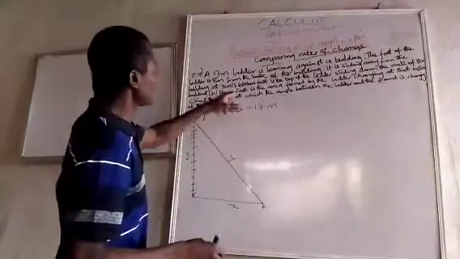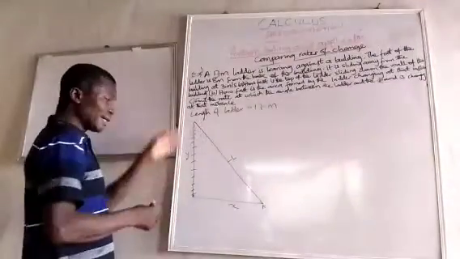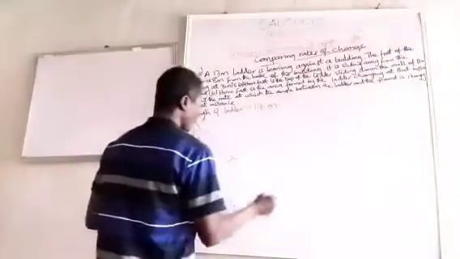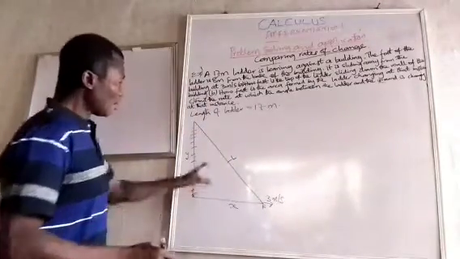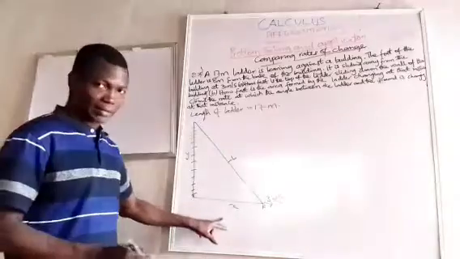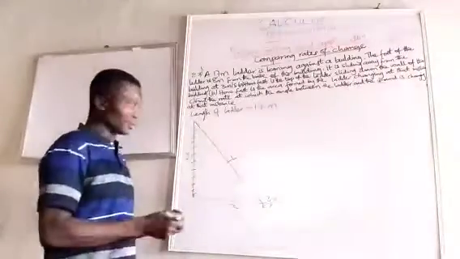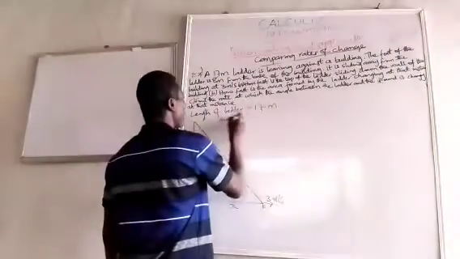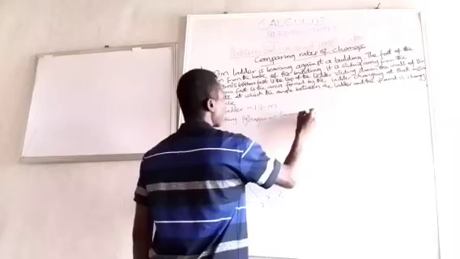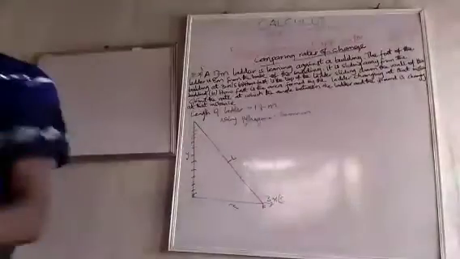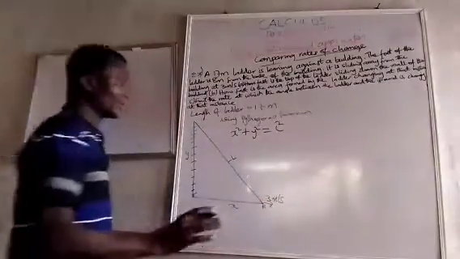Now we are asked to find the rate at which the ladder is sliding down the wall when this one is moving away at 3 meters per second. Before I say anything, the relationship between y and x can be gotten using Pythagoras theorem, because the ladder length is constant. So y squared plus x squared is equal to 17 squared. So using Pythagoras theorem, x squared plus y squared is equal to 17 squared. So that one is okay.